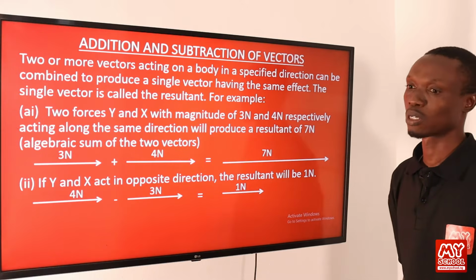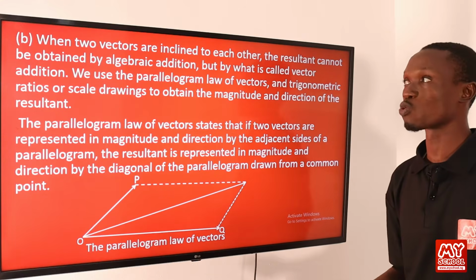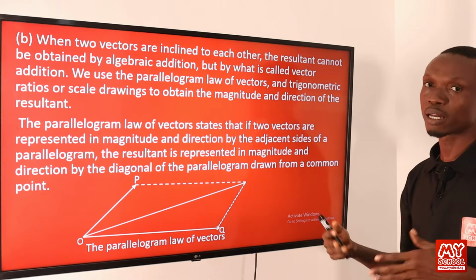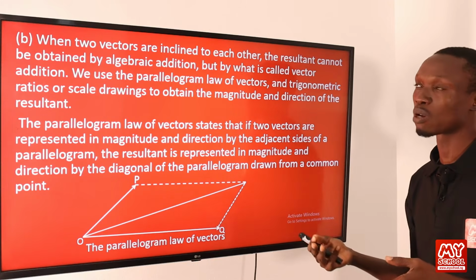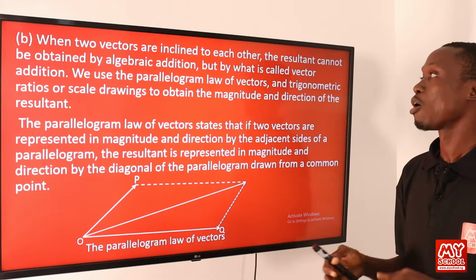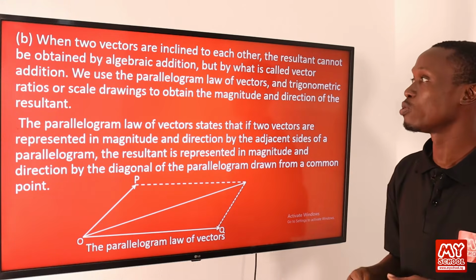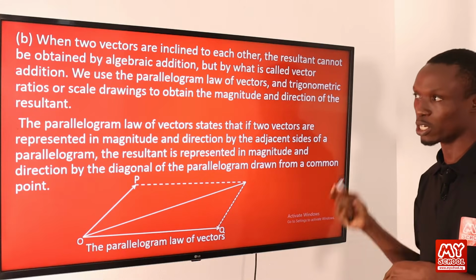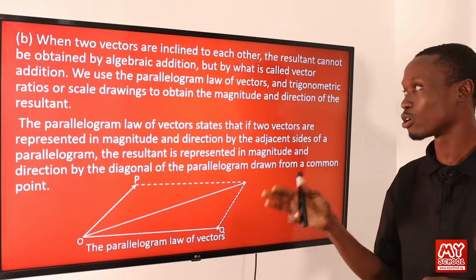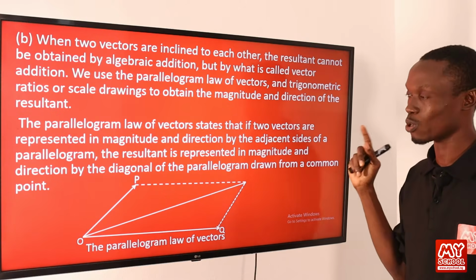So let's move to the other slide. We have another case. Sometimes two vectors can be inclined at an angle to one another. In that case, you no longer use algebraic addition, just simple addition and subtraction. You now use what is called vector addition. In vector addition, we use the parallelogram law of vectors, and we also use trigonometric ratio or scale drawing to obtain the magnitude and direction of the resultant.